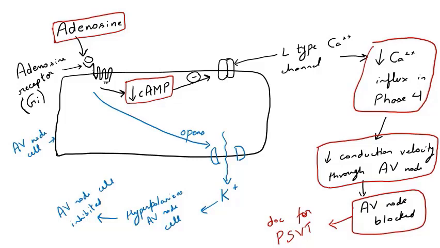Binding of adenosine with adenosine receptor also opens potassium channel. So potassium moves out of the AV node cell, that is potassium efflux. Since there is a cation loss, that results in hyperpolarization of AV node cell, and AV node cell gets inhibited. So this is the mechanism of action of adenosine.